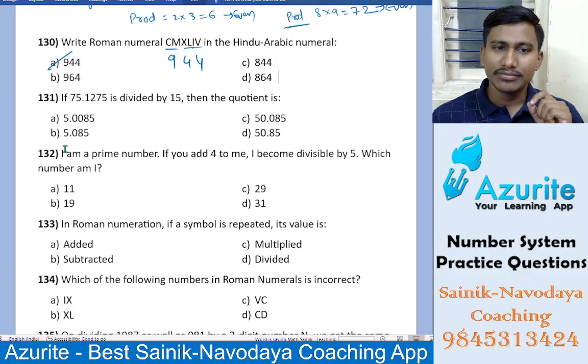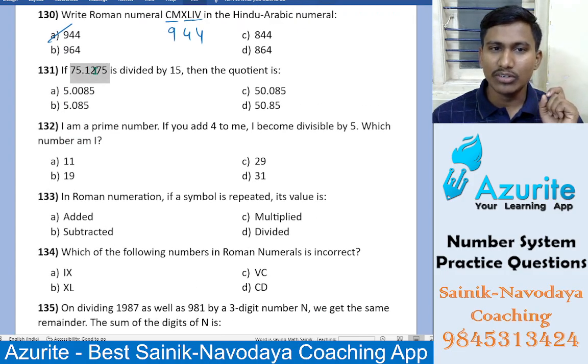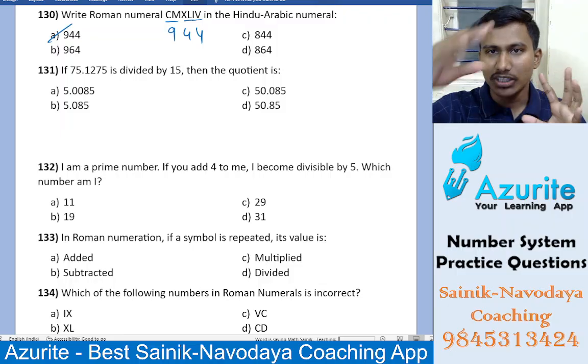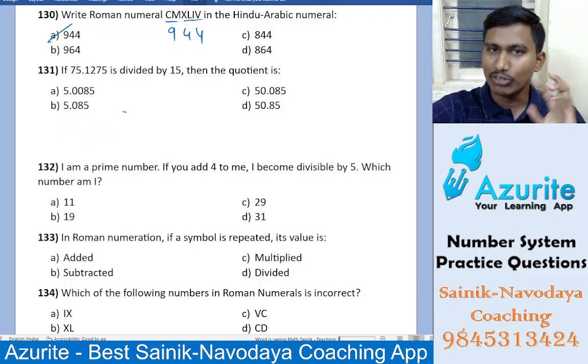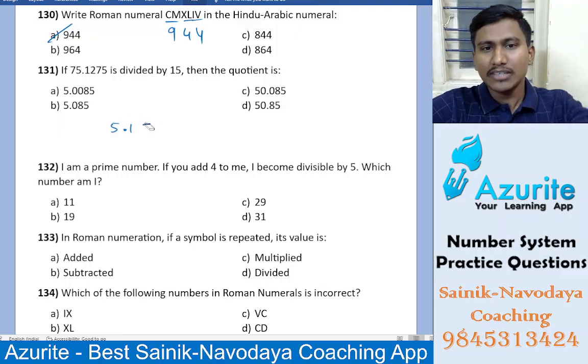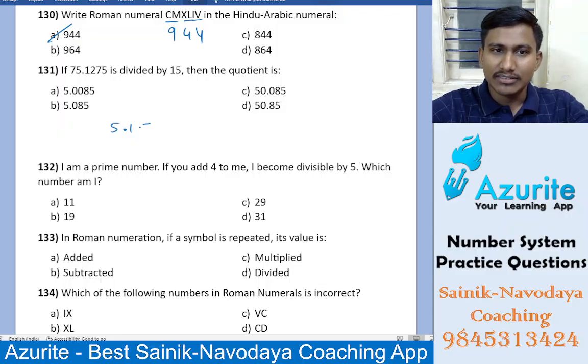Now let's do the next, 131 here. If 75.1275 is divided by 15, then the quotient is. So we have to divide it, right? So let us divide it. You can do it both ways, long division or direct division. I will do both. So 75 point how much? 1275. It is there. 1275 divided by 15.